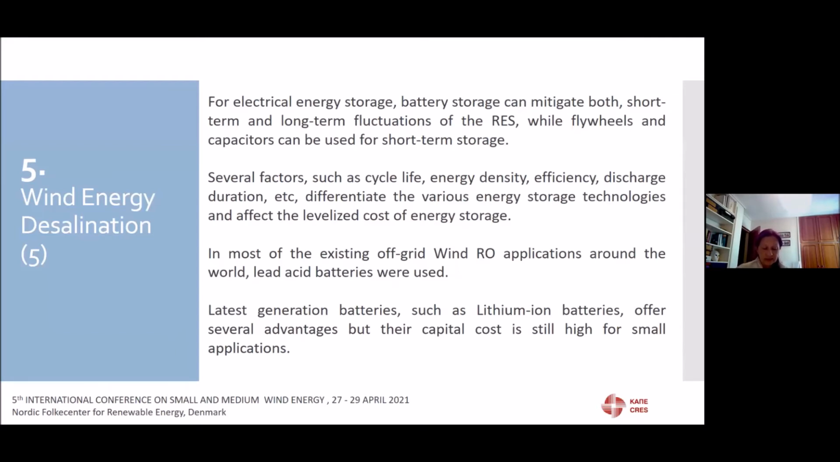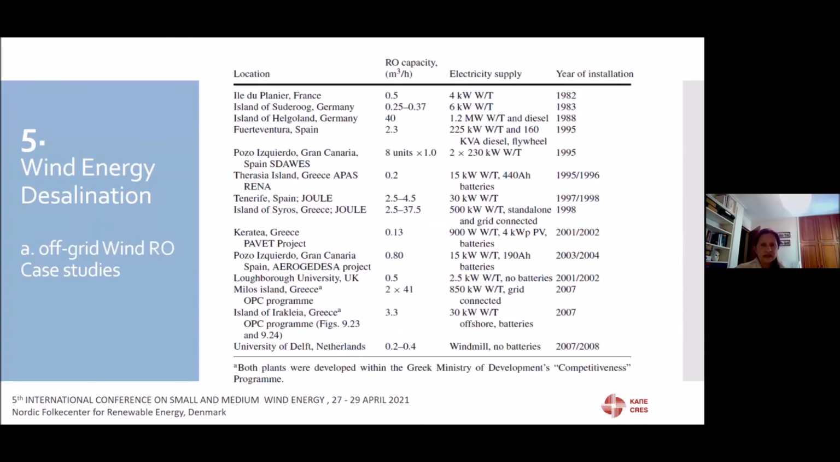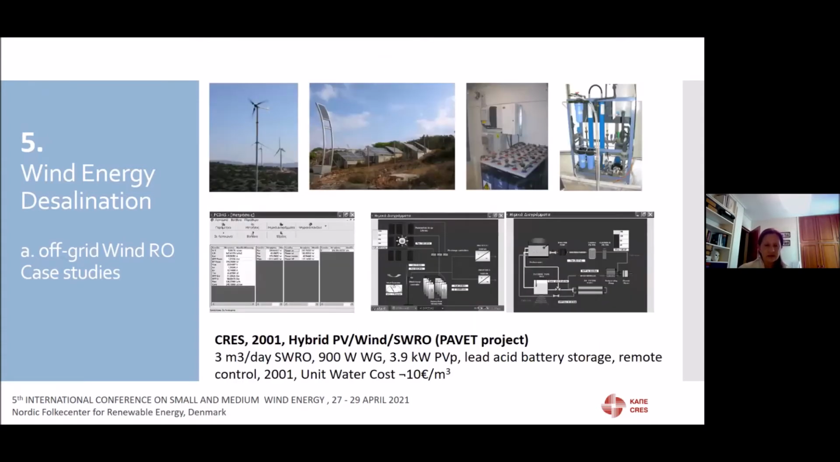Latest generation batteries, such as lithium-ion batteries, offer several advantages: efficiency and long cycle life, but their capital cost is still high for such small applications. In this table, we can see several applications of wind RO for the desalination of seawater and brackish water, most of them developed by research centers and universities. Just a quick view on several case studies.